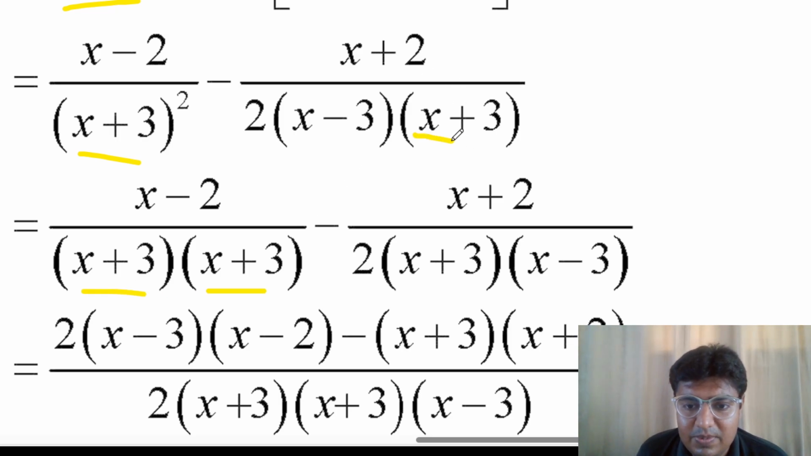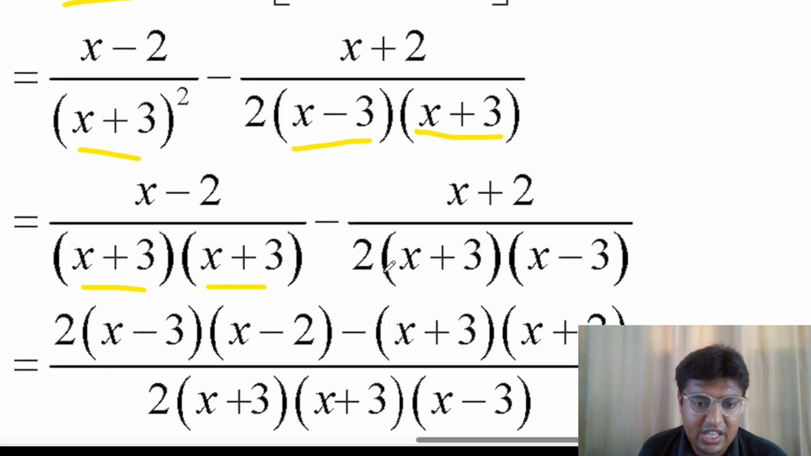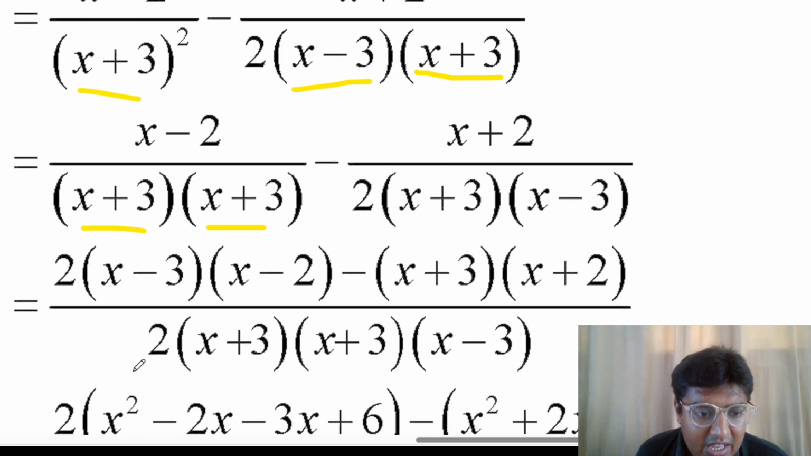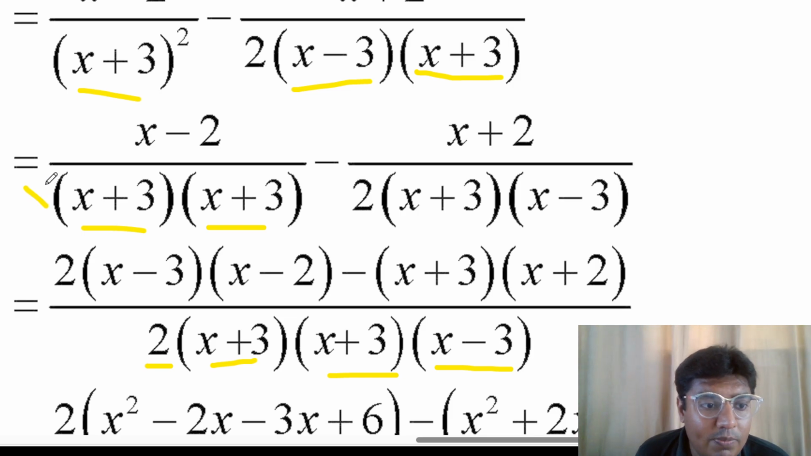Here only x plus 3 and x minus 3 and 2 is also there. Means if you take the LCM, there will be 2, there will be x plus 3, x plus 3 and x minus 3. Be careful about this. Now which one is missing to make the denominator the same? Good. 2 is missing. Only 2 is missing. Very good. X minus 3 is also missing. So be careful about the step.